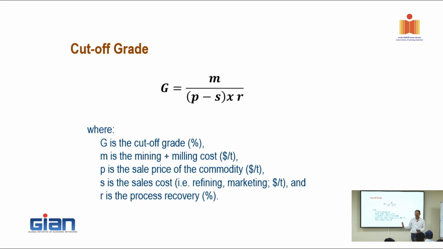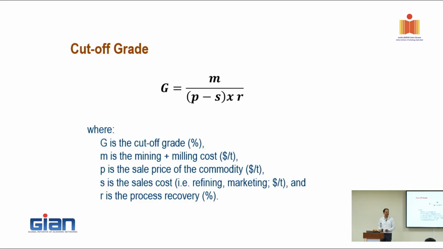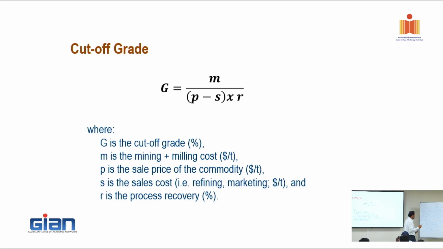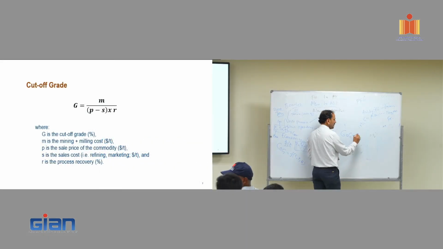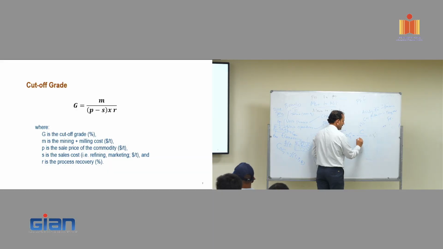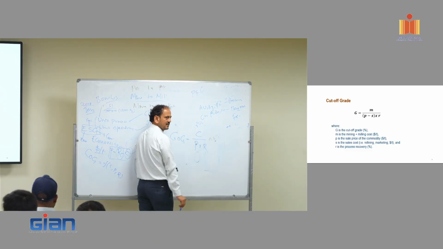Is that clear now, what we were speaking so far? Is it a general formula? No, everywhere. That's the same formula. So generally, the very simplified formula looks like this, as I was writing a couple of times. COG, cutoff grade, equals cost by price times recovery. It's as simple as that.